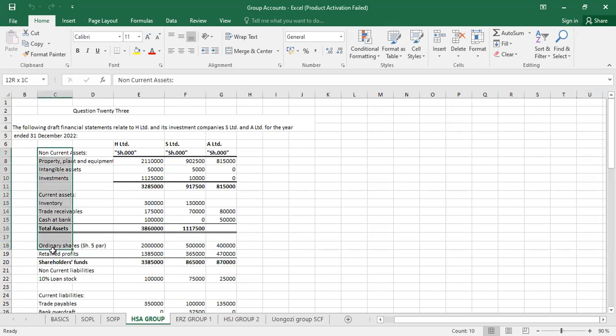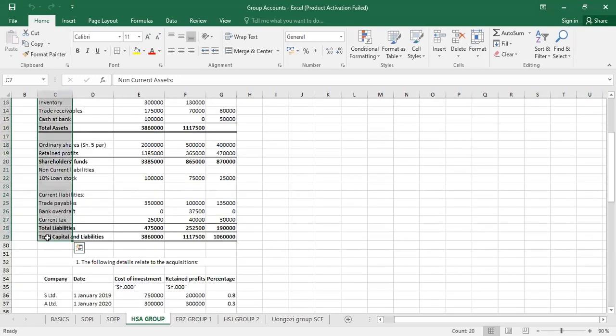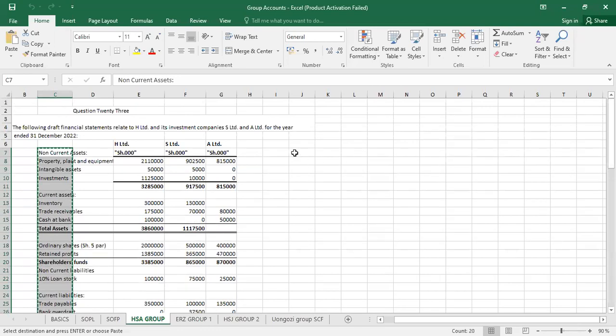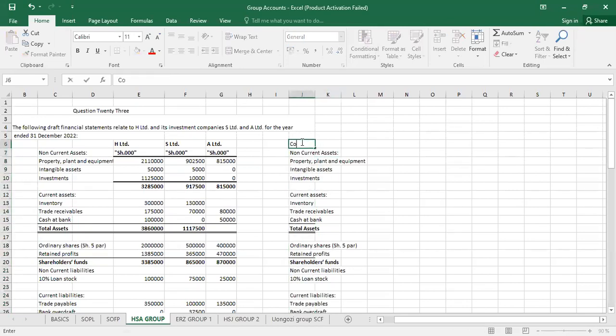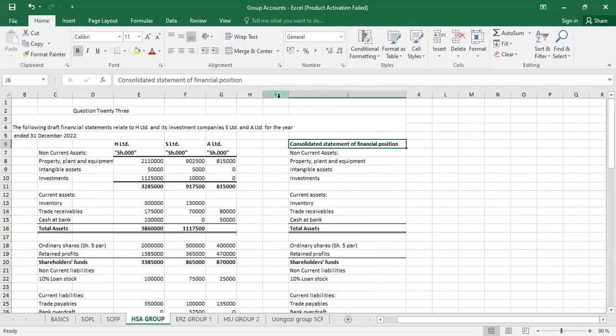first I'll copy these ones, Control C. So this is how you do it for exam purposes. You paste here, Control V, isn't it? So maybe you can name it consolidated statement of financial position. Control Enter, Control Bold, and widen the space. So you can just start directly this way.